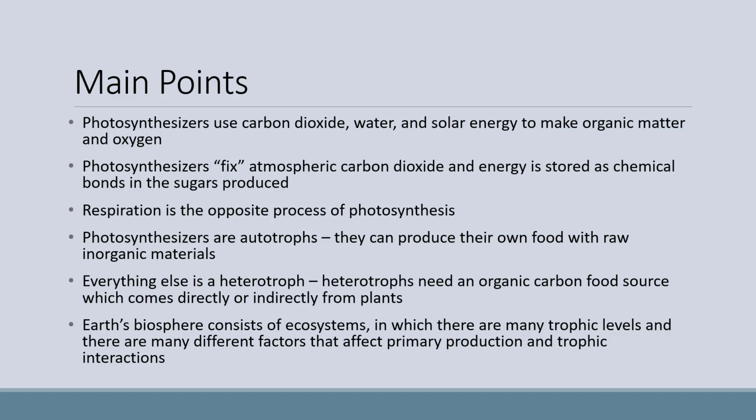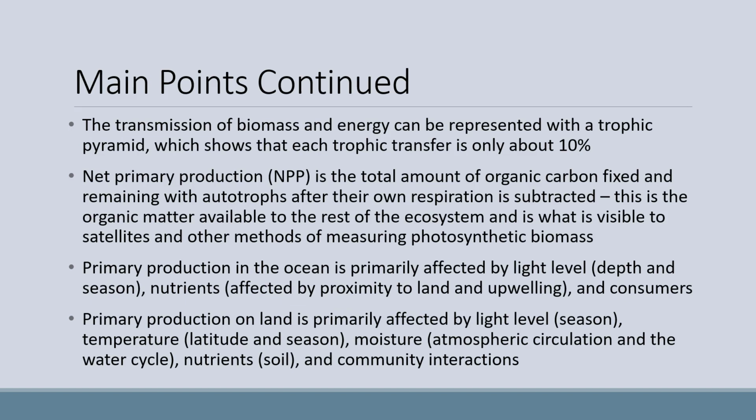Everything else is a heterotroph. Heterotrophs need an organic carbon food source, which comes directly or indirectly from plants, or some sort of autotroph. Earth's biosphere consists of ecosystems, in which there are many trophic levels, and there are many different factors that affect primary production and trophic interactions. The transmission of biomass and energy can be represented with a trophic pyramid, which shows that each trophic transfer is only about 10% efficient.